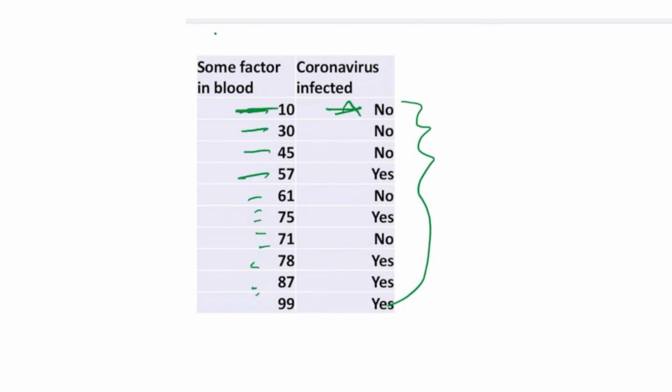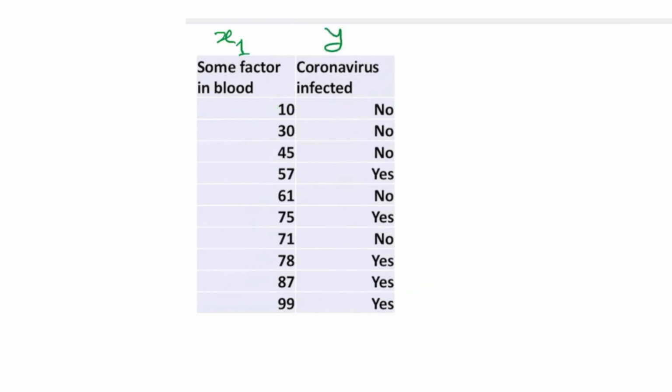Therefore, this first column is actually x1 in our linear regression model, and the second column is y. In our linear regression model, we cannot directly use yes or no. We will be using a number to represent yes or no. In this case, yes would refer to 1 and 0 would refer to no. That means 1 indicates coronavirus positive and 0 indicates coronavirus negative. Now both the columns have numerical values.